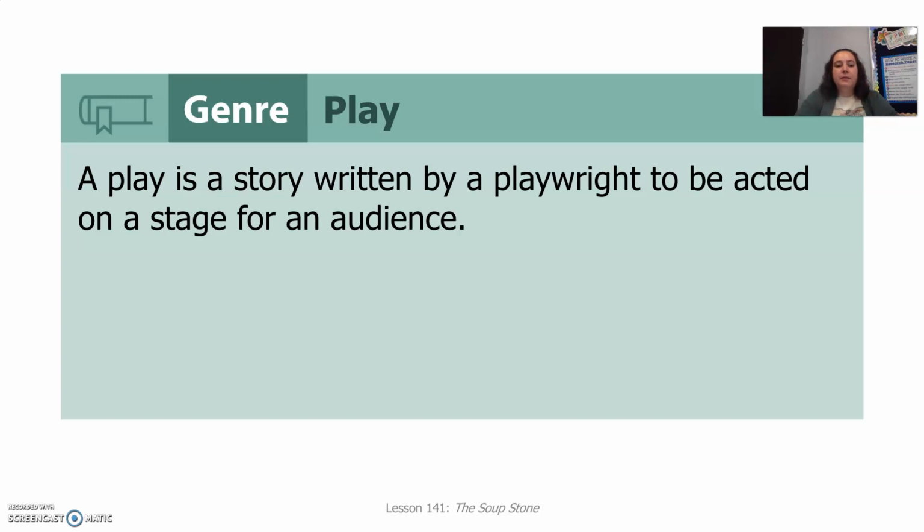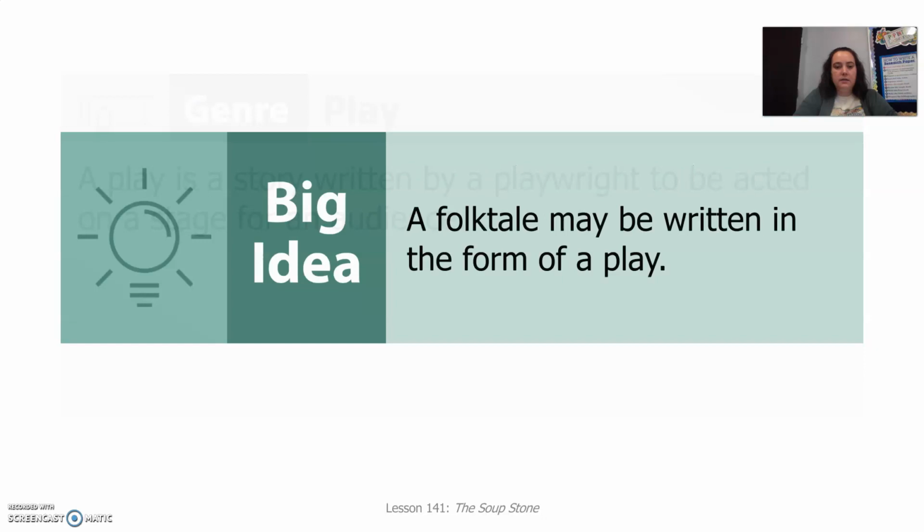Okay, this is a play. A play is a story written by a playwright to be acted on a stage for an audience. And the big idea here is that a folktale may be written in the form of a play. So let's think about what we already know about a folktale. Remember, a folktale is a story told by the people of a country or a group that is passed from person to person by word of mouth. So this play is a folktale that's been written out in play form so that it could be acted.